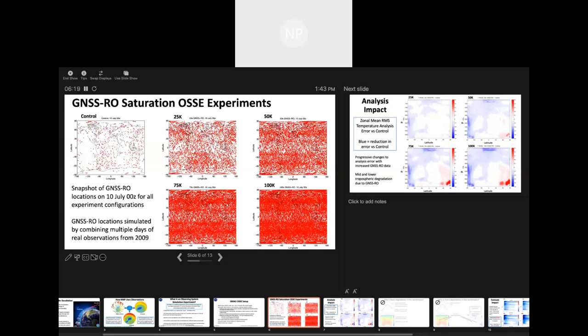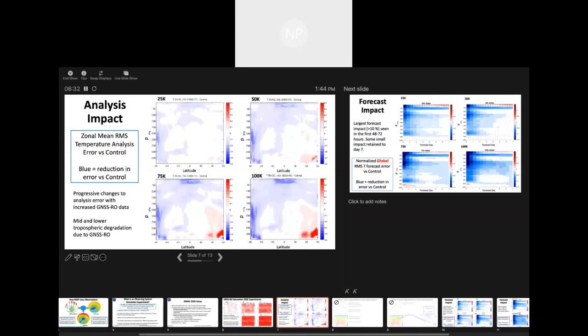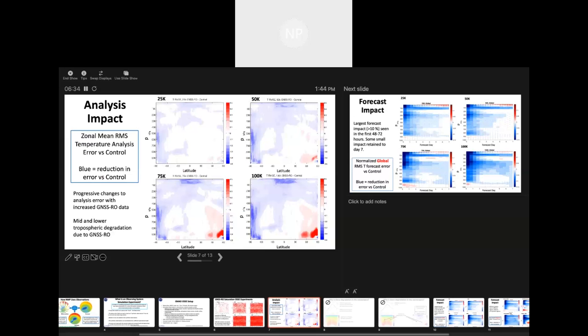Okay, and this is just showing the locations for a 6-hour window for our 4 experiments of 25, 50, 75, and 100,000 additional RO data profiles. Okay, so for the results here, the first thing I'm going to show you is the impact of adding these new RO data on the analysis, which was that combination of the first guess with the observation. So this is basically the initial condition for your forecast.